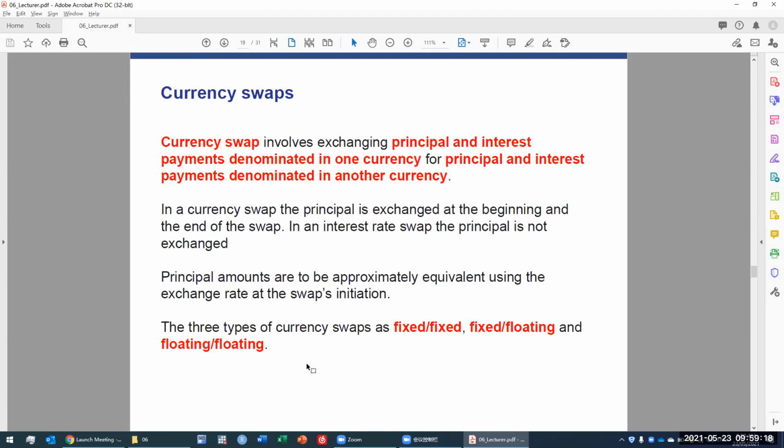And the currency swap here is similar to an interest rate swap, except that we're going to denominate one of the legs in a different currency. There are many different types, but we stick with one of the easiest ones. We just stick with fixed and fixed, so everything is fixed.